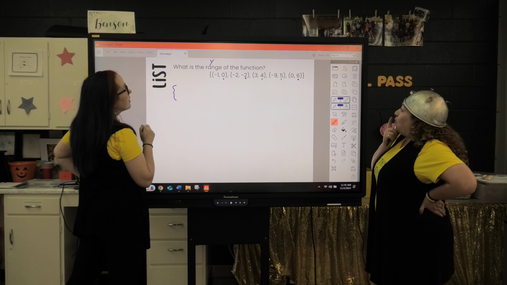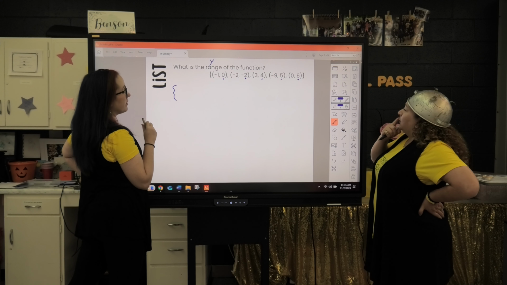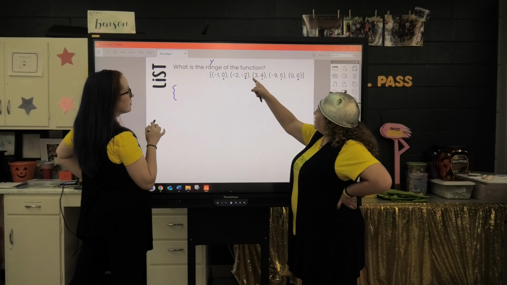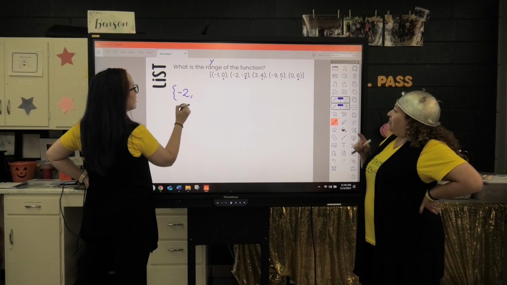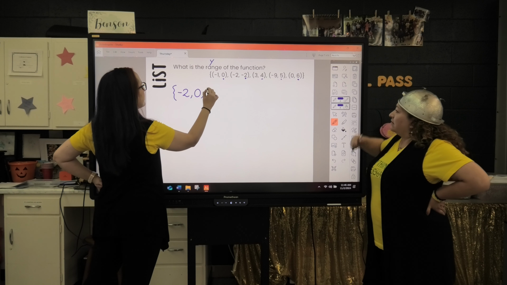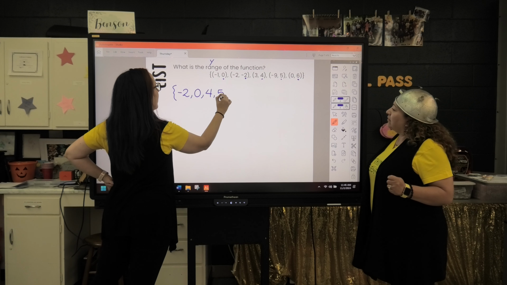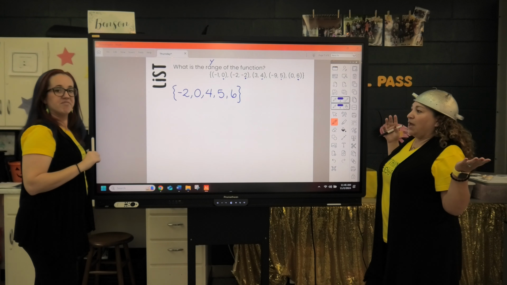So, my curly bracket didn't turn out so cute this time. That's all right. So we have to put them in ascending order. Let's look. Positive, positive, positive. There's a negative, so it's got to go first. Negative 2 first. And then I see a 0. And then 4, 5, 6. There you go. 4, 5, 6, curly bracket. Ta-da. Not so bad.